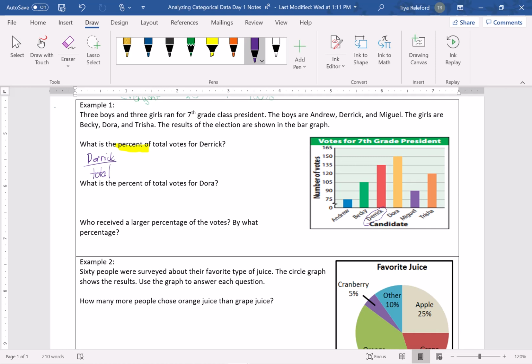So how many votes does Derek have? 135. That's our top number. Now, what is our total? I don't know. We're going to have to add again. So whenever I get a bar graph, I always write the numbers on top. It just makes my life easier. So 75, 105, 135, 150, 90, is that 120? 120? Now you're going to have to add all of those up.